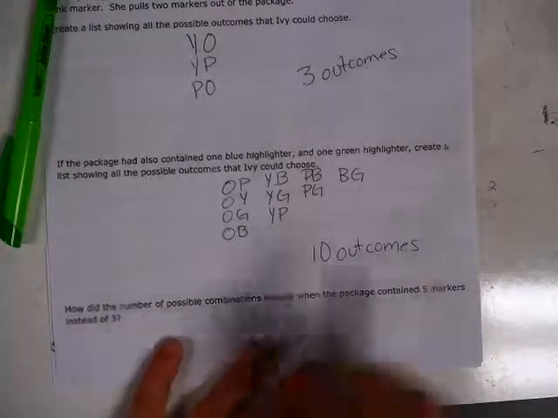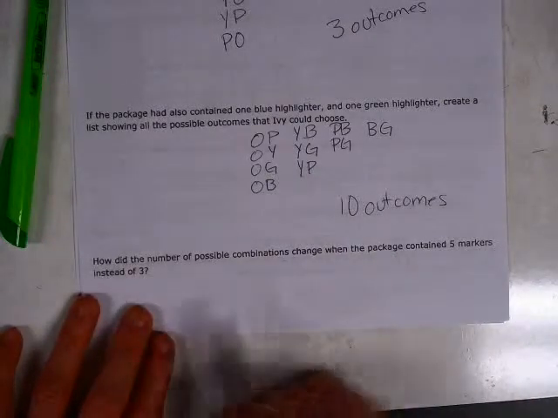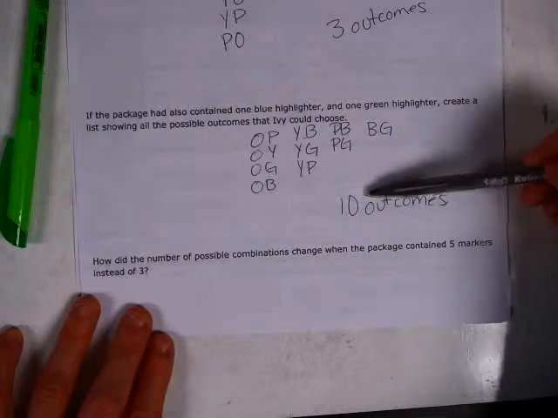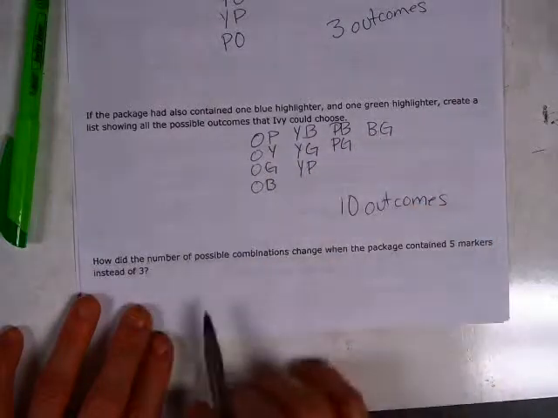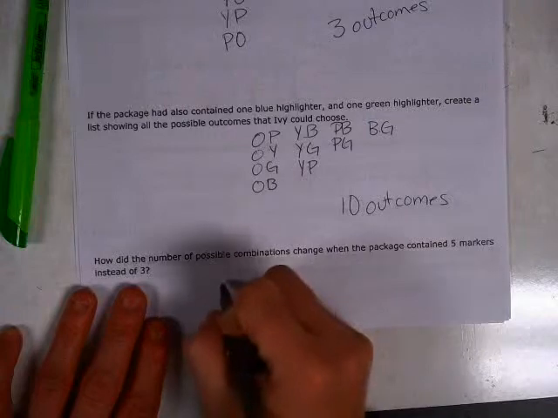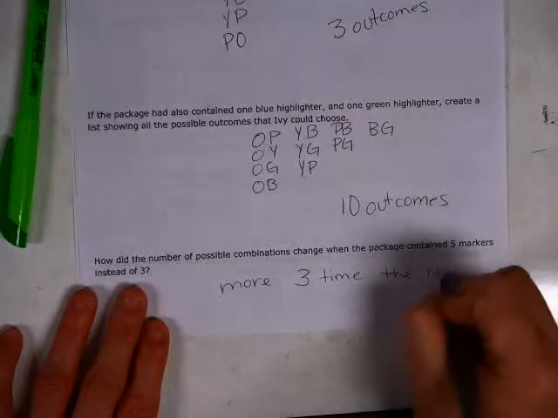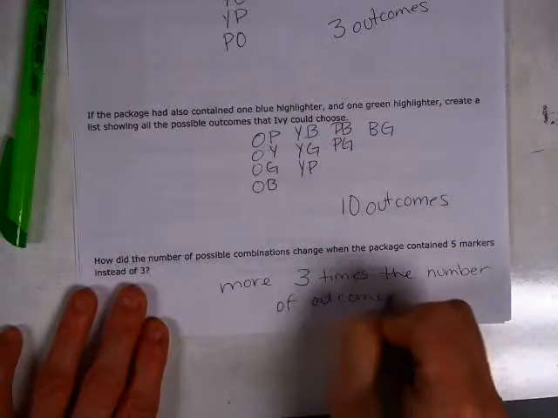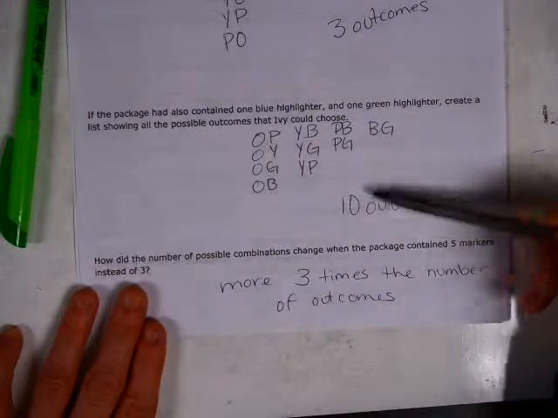Alright, how did the number of possible outcomes change when it contained 5 markers instead of 3? Well, it more than doubled if you really look at it. 3 and 10, there's a lot more combinations. So it tripled. So it was more than 3 times the number of outcomes, because 3 times 3 is 9, which is still not 10. So it's more than 3 times as many outcomes.